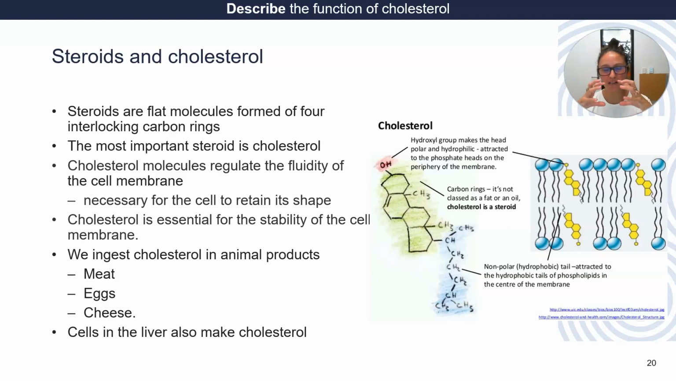It helps keep the plasma membrane shape, keeping it together, and helps the phospholipids from losing the shape of the plasma membrane. That's why cholesterol is important. We get it from these sources, and our liver also makes it. So you need to understand that cholesterol is a type of steroid, and that's its job. It tries to keep our plasma membrane stable and at the correct shape.